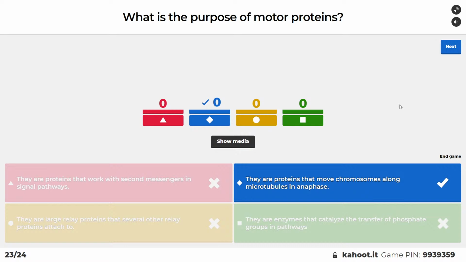The answer was they're the proteins that move chromosomes along microtubules in anaphase. That's important because the chromosomes need to move to opposite ends of the cell in order for the cell to actually split in half and to make sure the two daughter cells each have the correct amount of chromosomes. The motor proteins will either attach along with the chromosome and pull it up the microtubule, or they'll sit at the ends of the microtubules and reel the chromosomes in like a fishing pole. So, talking about motor proteins.